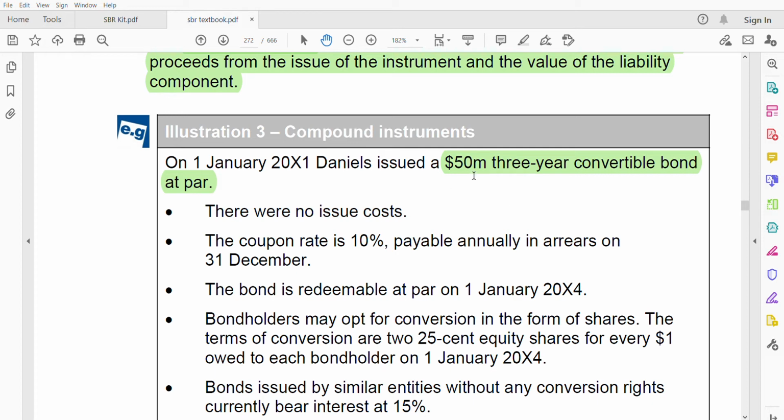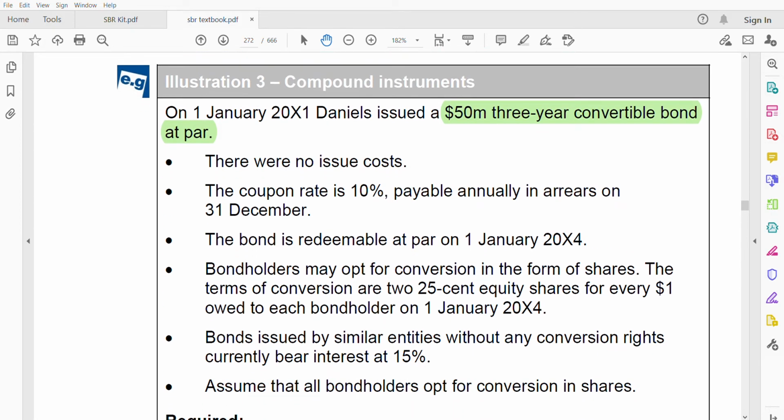That means now you have to find the liability component. This is a 3-year convertible bond. So the bond is a liability. Convertible means later you can convert into equity. Now let us read the following information. There were no issue costs. Good, thank God. Coupon rate is 10% annually, payable annually in arrears on 31st December.